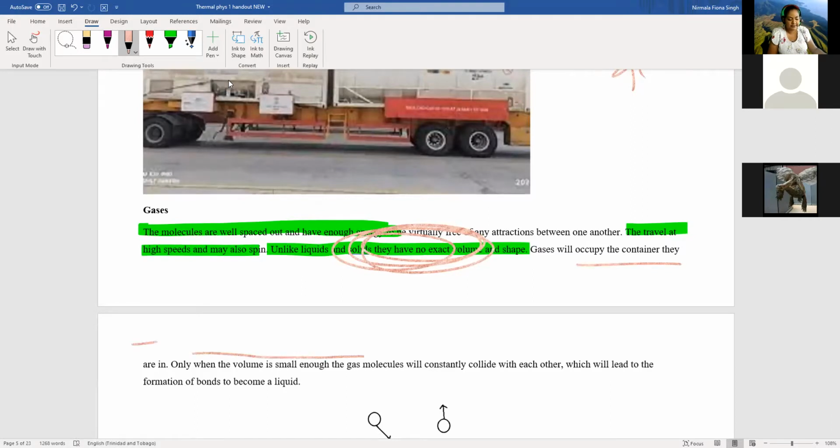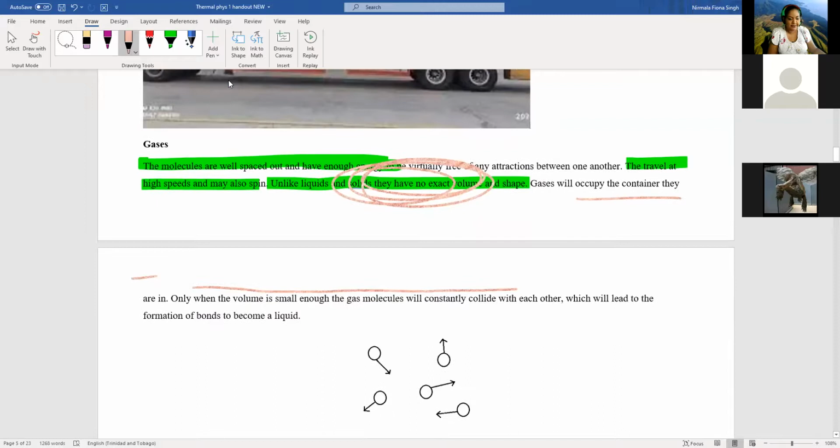Only when the volume is small enough, the gas molecules will constantly collide with each other, which will lead to the formation of bonds to become a liquid. So generally, gas molecules are very far apart. They're moving extremely fast. If they're going to interact with another molecule, all they'll do is just bounce off the next molecule, if they happen to bounce into another molecule. Because remember, molecules are very, very small. If you compare a room to the size of a molecule, you're looking at something that is trillions and quadrillions of times larger. So the chances of one molecule hitting another is very small.